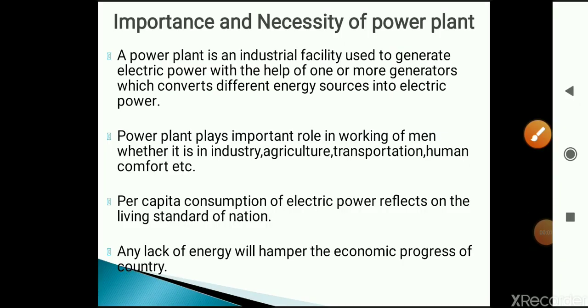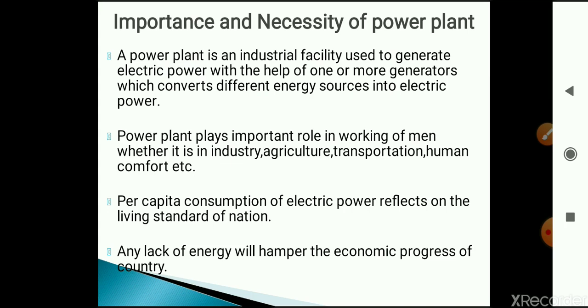Here we are going to start with the content. First point is importance and necessity of power plants. Here it is clearly mentioned why power plants are necessary in our society, or how power plants affect the development of any country. First of all, what is a power plant? It is nothing but the industrial facility which is used to generate electric power with the help of one or more generators, which convert different energy sources into electric power.